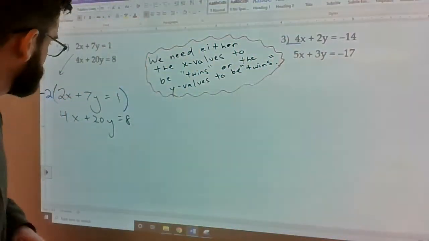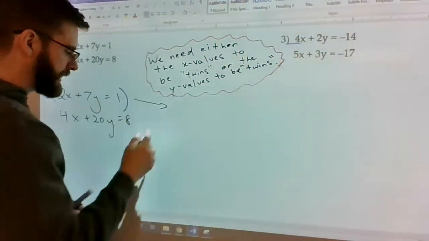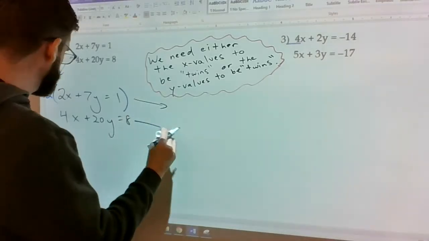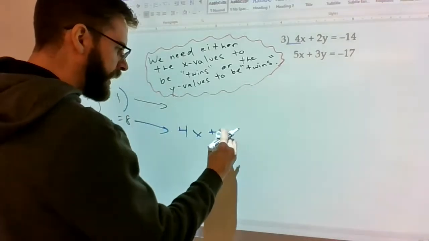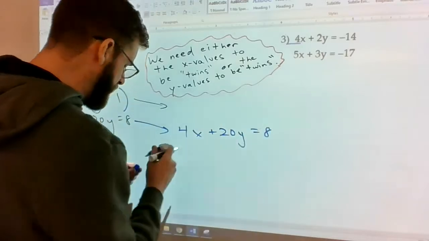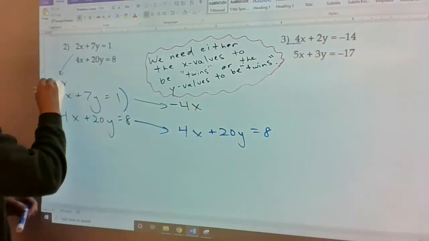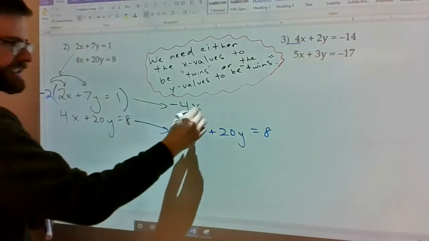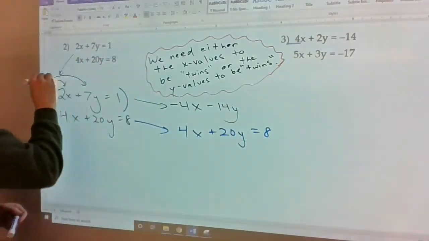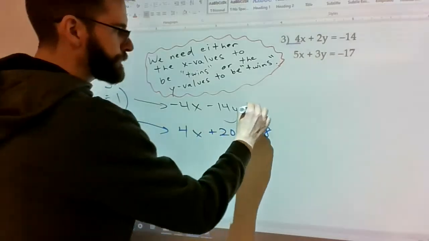So, just to keep things consistent, the top will be black, the unchanged will be blue. 4x plus 20y equals 8 is the unchanged bottom. The top is going to be negative 4x minus 14y equals negative 2.